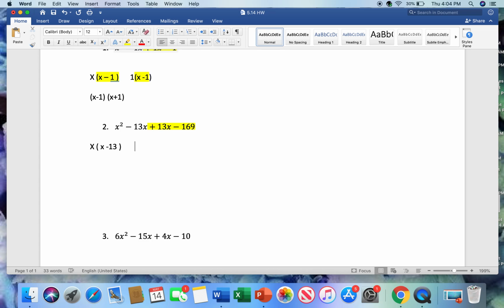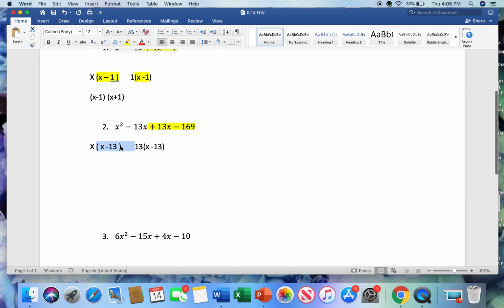Now let's work with the second part in the yellow. We have 13x minus 169. The greatest common factor is 13. And how do we get 13x? Multiply it by x. And then how do we get negative 169? 13 times negative 13.